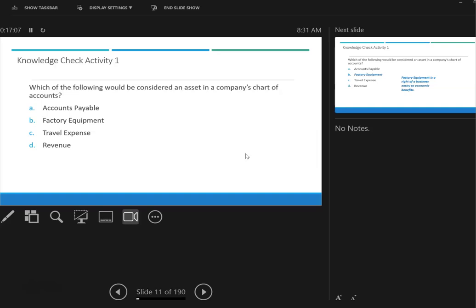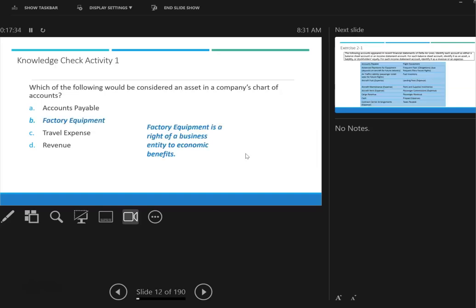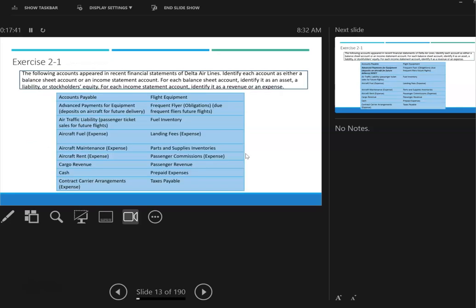So guys, which of the following would be considered an asset in the company's chart of accounts? Equipment? Why not accounts payable? So it's a liability. What about travel expense? It's an expense. What about revenue? It's revenue. So you're exactly right. Factory equipment is a resource. It's the right of a business entity to an economic benefit.